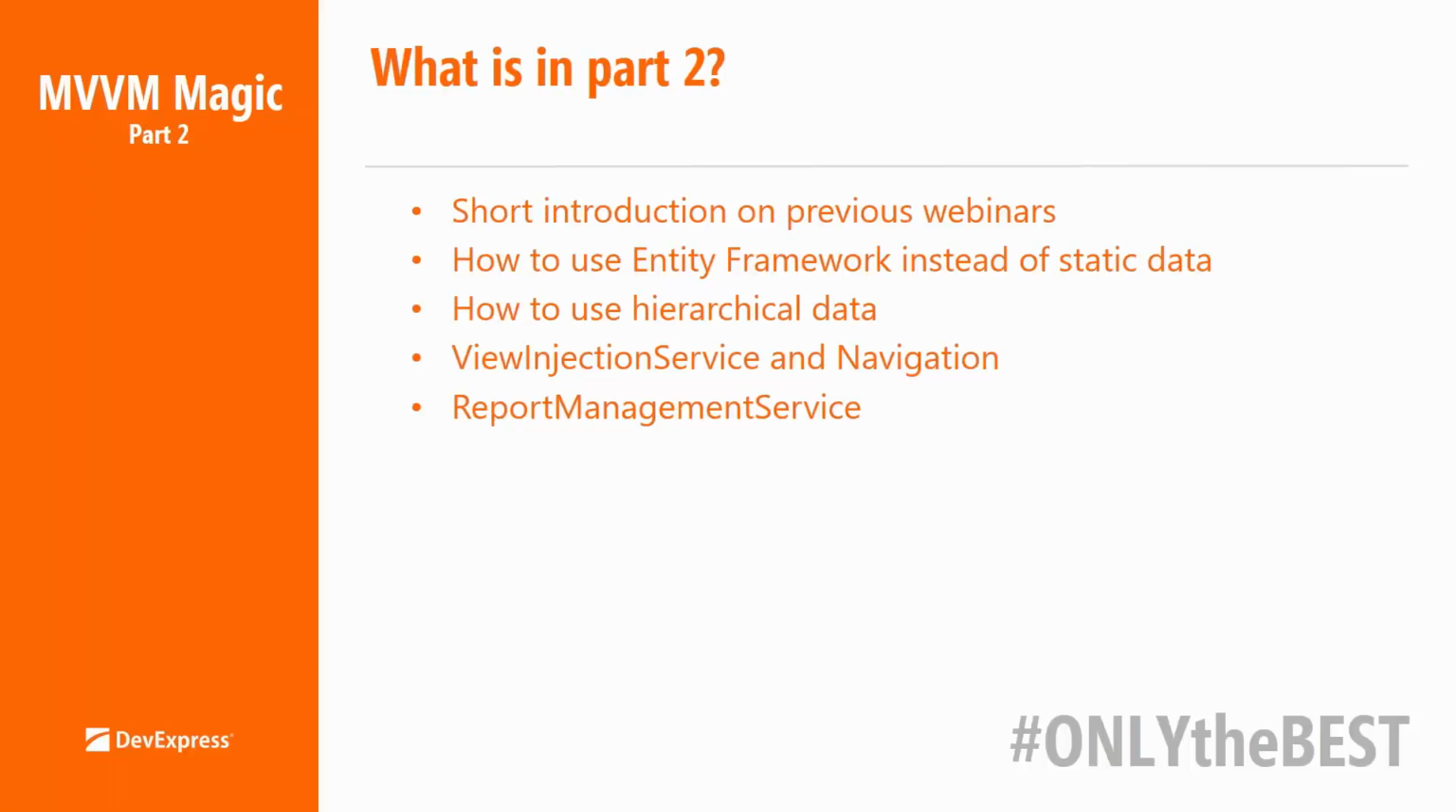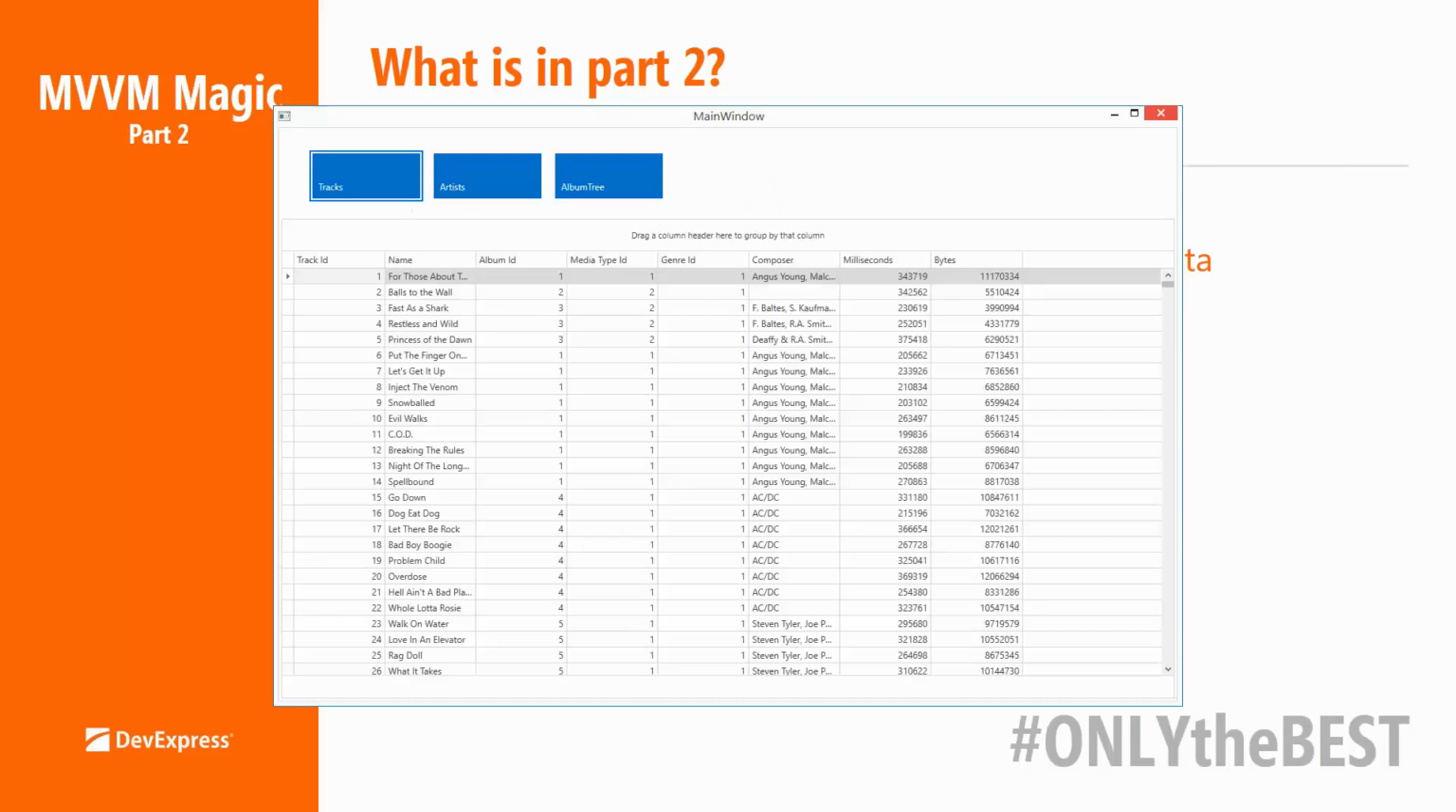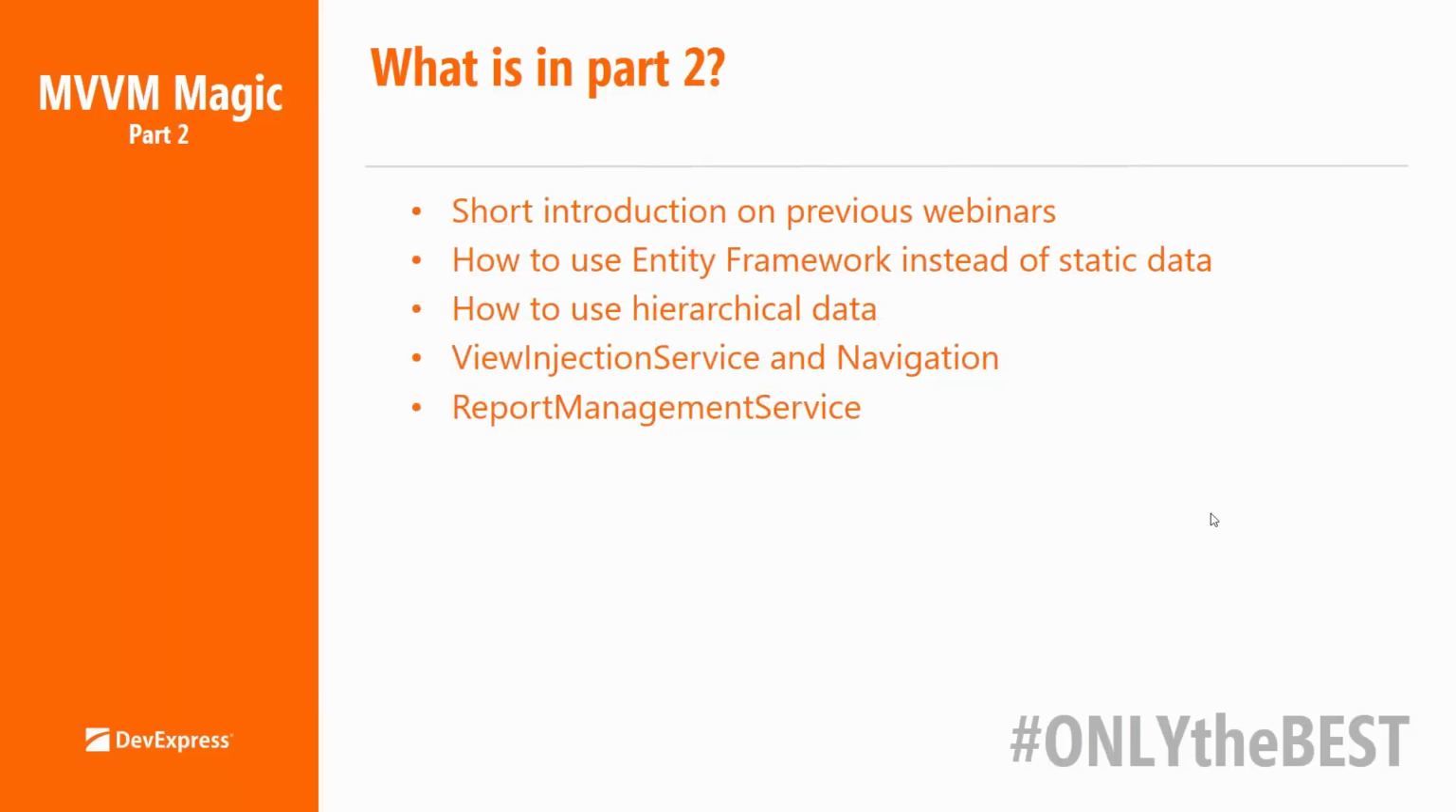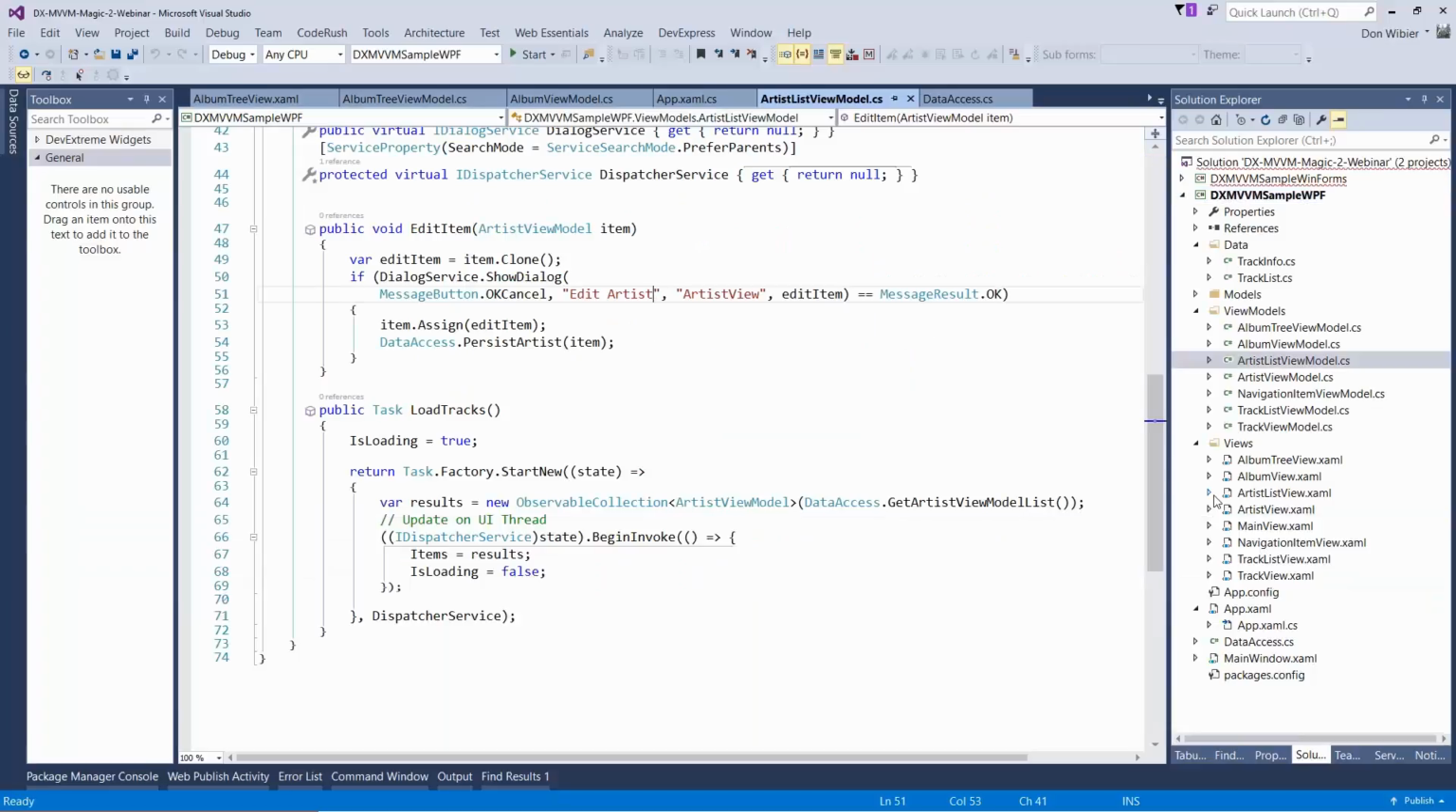All right, and yeah, we're almost through our time. Let's do the last thing, and that is the report management service. The report management service allows you to, for instance, create a report from one of the grids. Let me quickly switch over to the application again. Here we are.